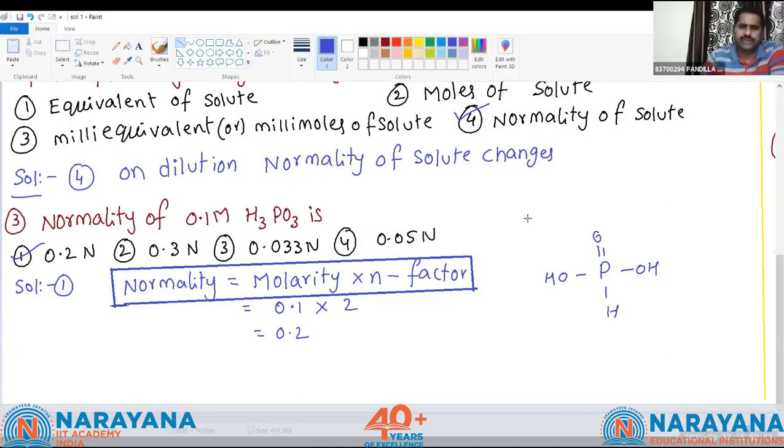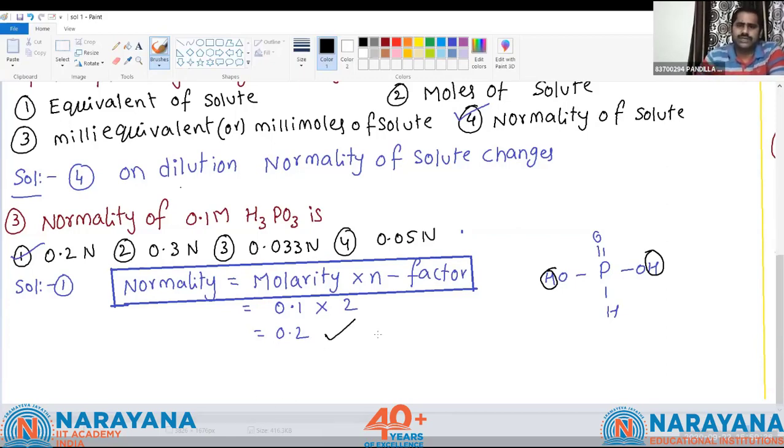The n factor is 2 because, see the diagram. How many hydrogens can be replaceable? There are 2 hydrogens that can be replaced, 2 hydrogens from H3PO3. This one hydrogen is not replaceable; the others can be replaced by any metal. So n factor is 2, molarity given is 0.1. 0.1 into 2, we get the answer 0.2 normality.